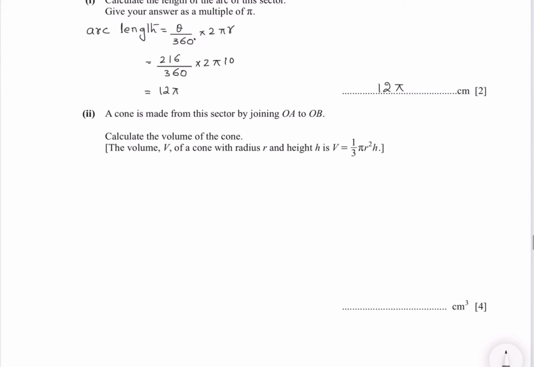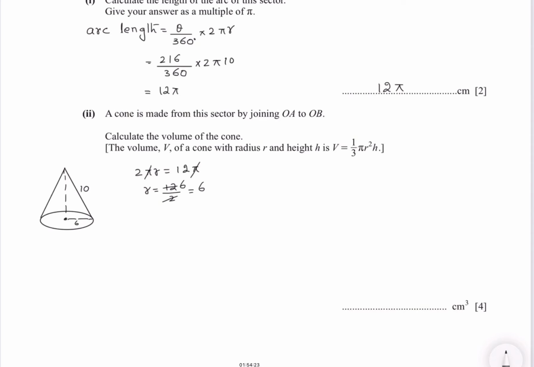A cone is made from this sector by joining OA to OB. Calculate the volume of the cone. Okay. So 10 becomes the slant height of the cone, and the formula for circumference is 2 pi r, and the arc length from the previous part is our circumference. So equate it and find out the radius from here. So the radius is 6.